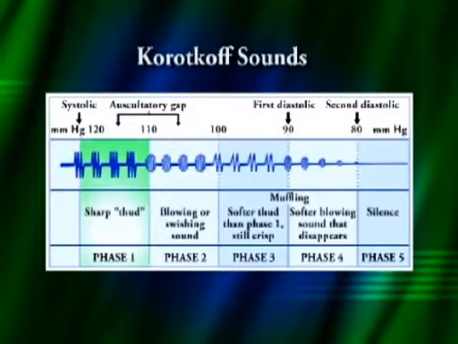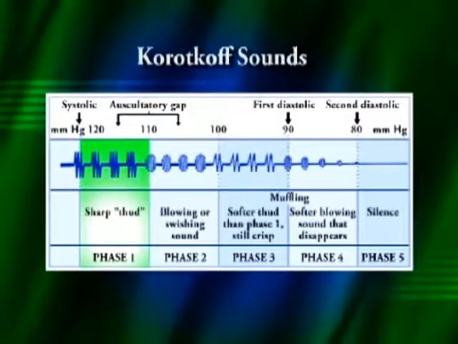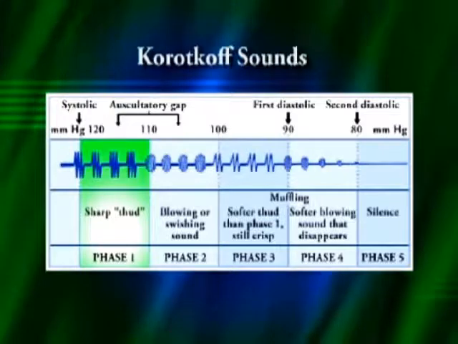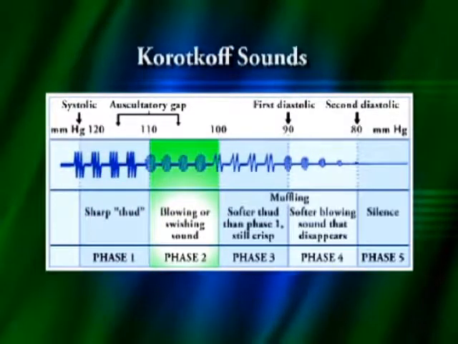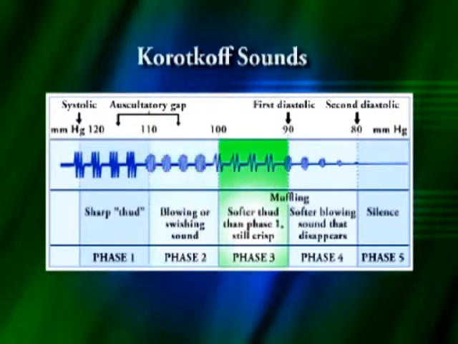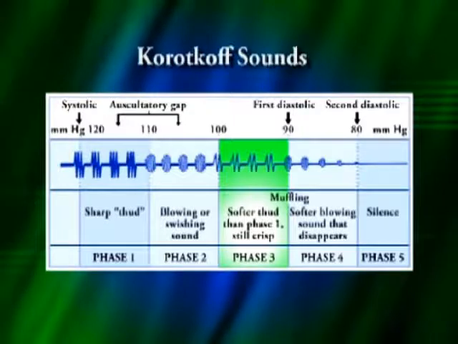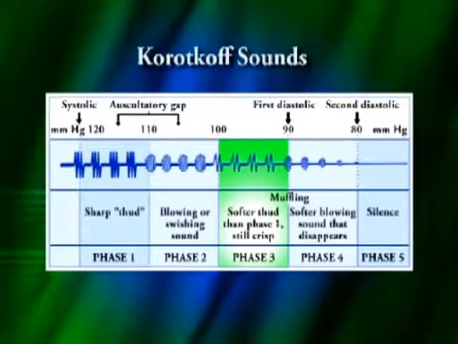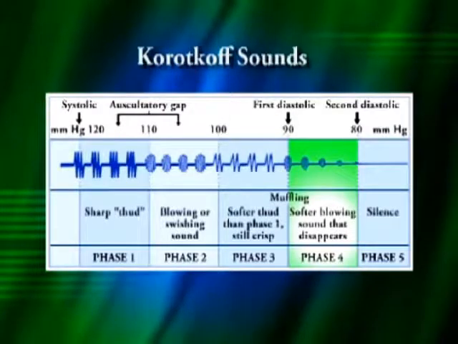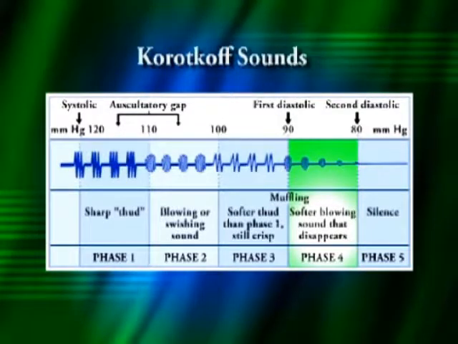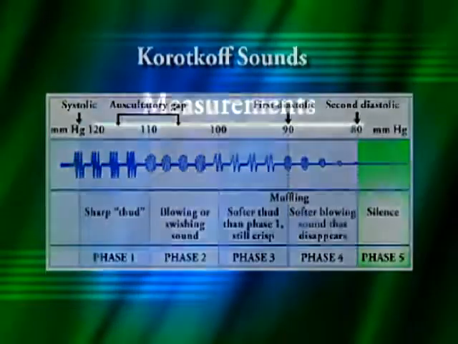In phase 1, sharp thudding occurs. The first 2 beats mark the systolic pressure. In phase 2, blowing or swishing sounds are heard. In phase 3, crisp thuds grow soft. When they become muffled, that's the first diastolic pressure. In phase 4, softer blowing sounds disappear, indicating the second diastolic pressure. In phase 5, silence occurs.